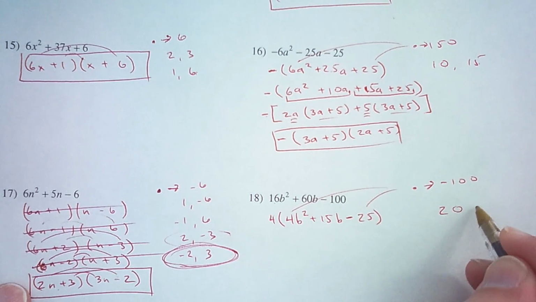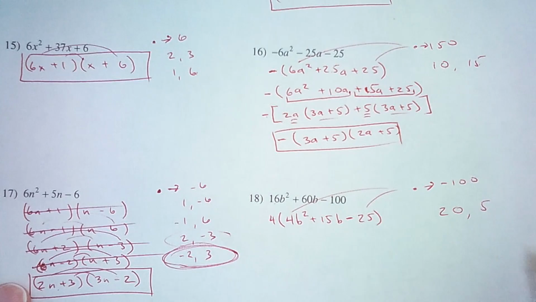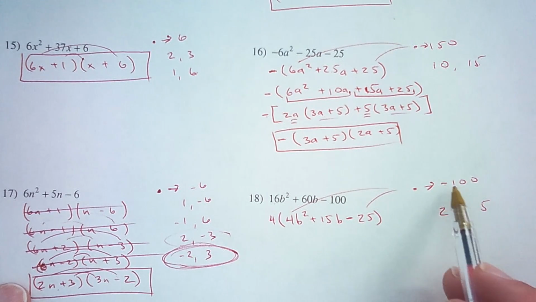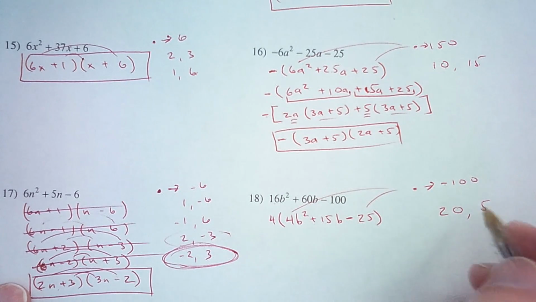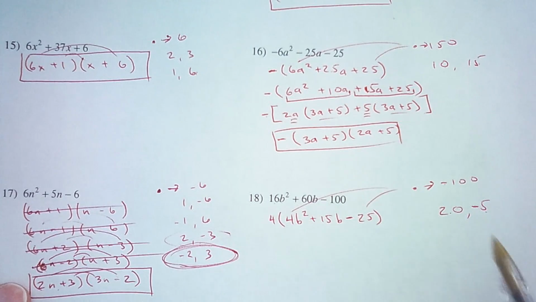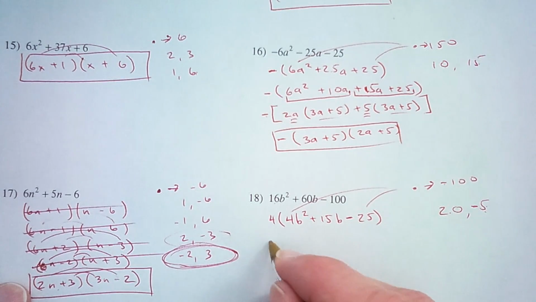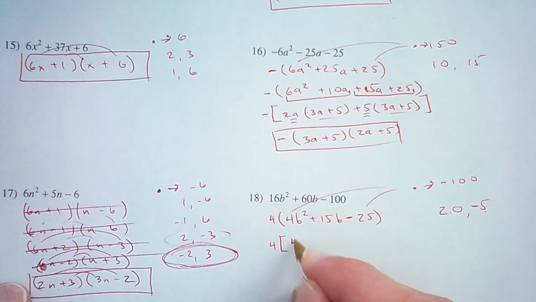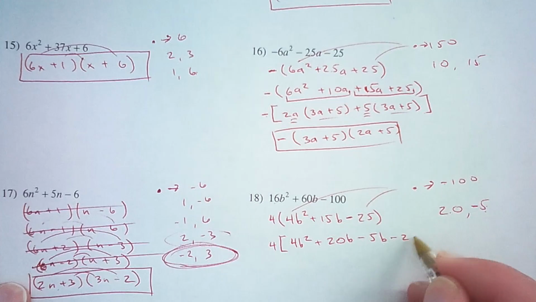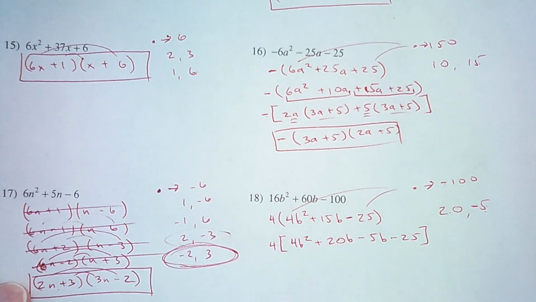And I believe 20 times 5 is 100. So 20 times 5, but one of them has to be negative, and they have to add up to positive 15, so I'll make the smaller one negative. 20 times negative 5 is negative 100. 20 minus 5 is 15. So I'll split up that 15 into 20 minus 5. So I've got 4 times 4b squared plus 20b minus 5b minus 25.